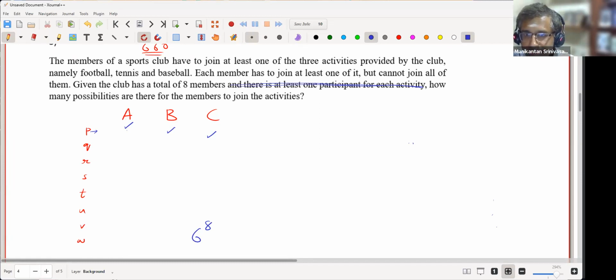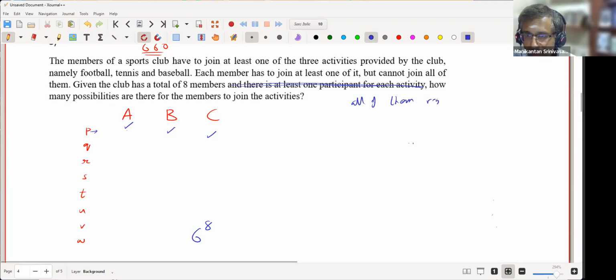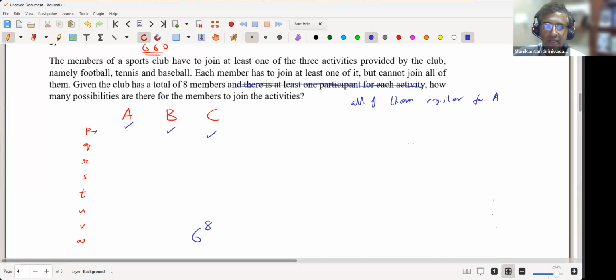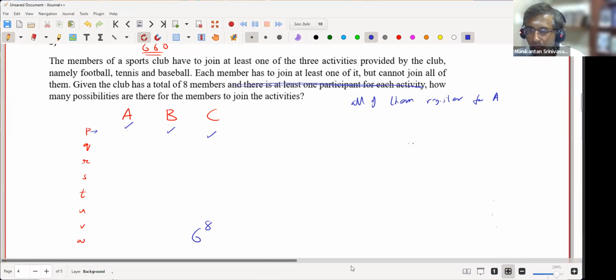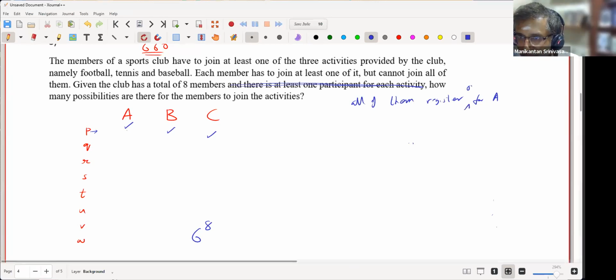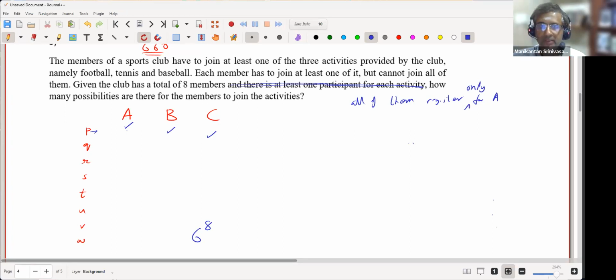Okay, so one category is all of them register for A, for the game A. Okay, and then I can multiply this by 3, right? Because all of them registering for A. Similarly, it will be all of them registering for C, or all of them registering for B, right? So there'll be times 3. In how many of these 6 power 8 possibilities will there be where all of them have registered only for A? How many of these possibilities will there be?